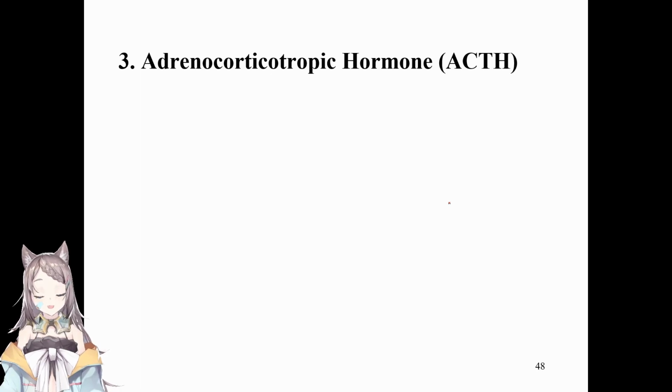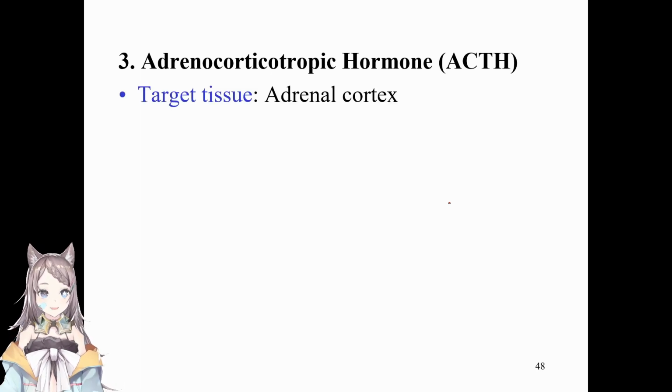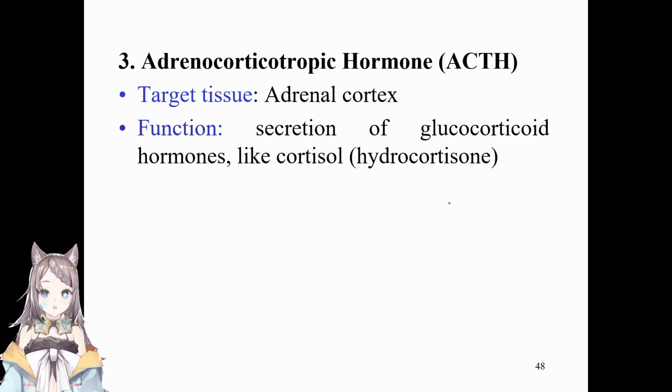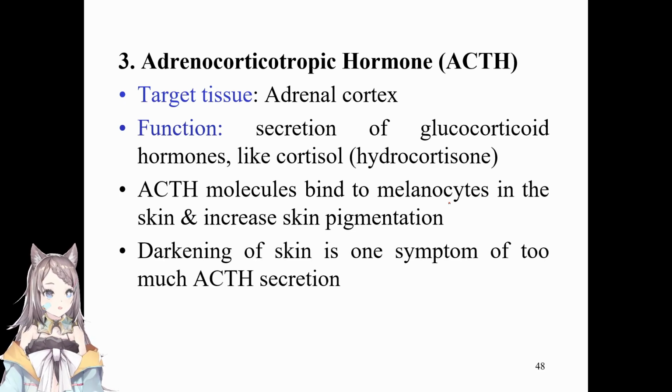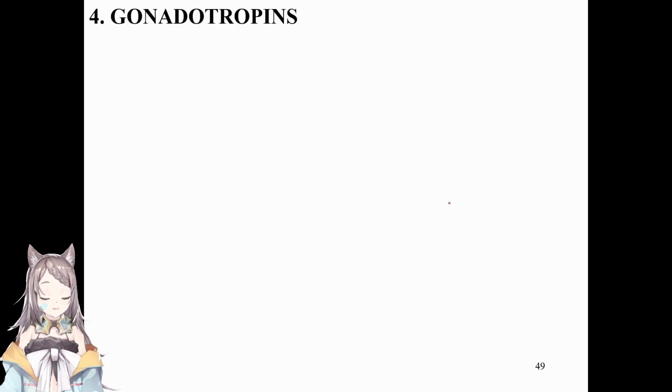Okay. Next, you have your adrenocorticotropic hormone, or your ACTH. Its primary target is your adrenal cortex. Its main function is to cause secretion of glucocorticoid hormones, such as your cortisol or your hydrocortisone. The ACTH molecules bind to melanocytes and increase skin pigmentation as well. And darkening of the skin is one symptom of too much adrenocorticotropic hormone secretion.